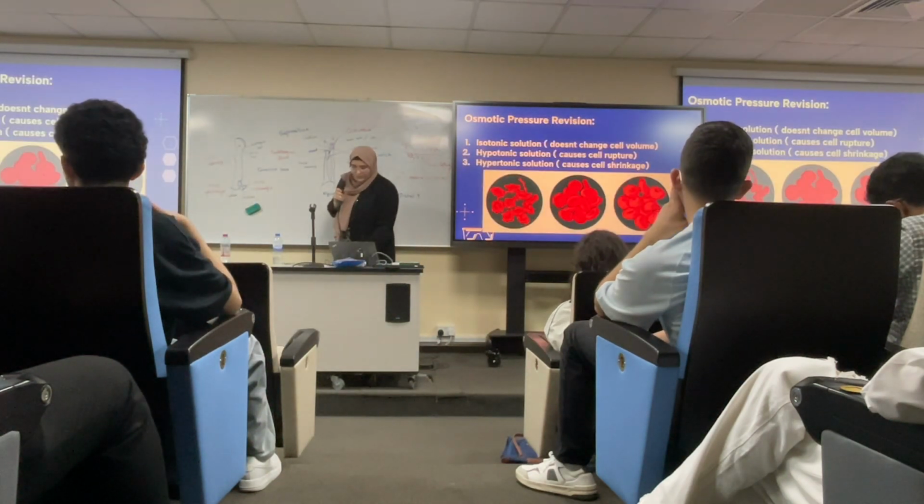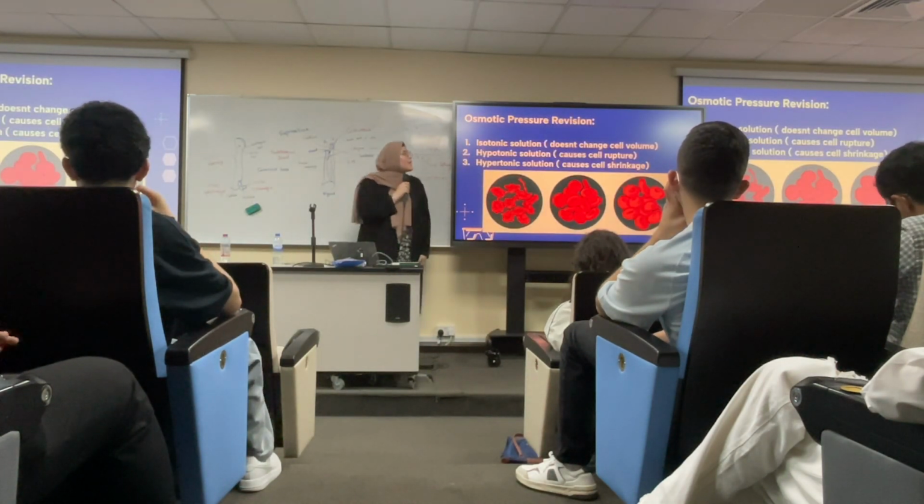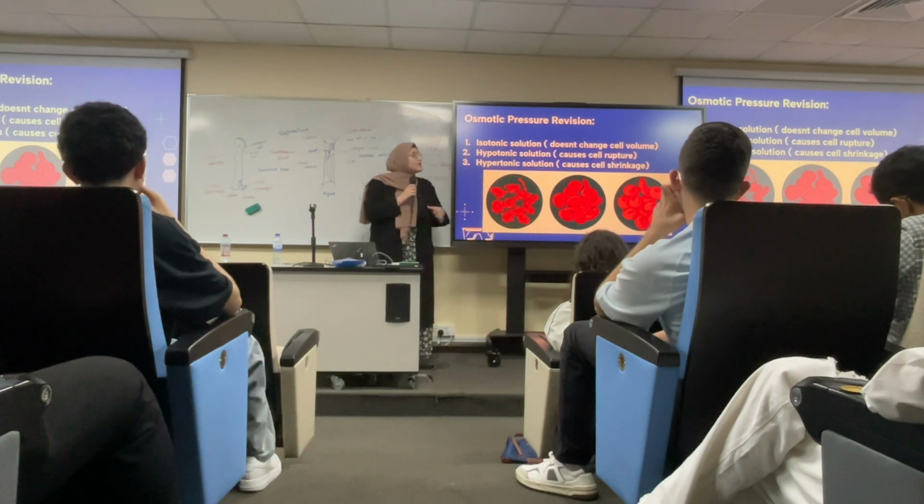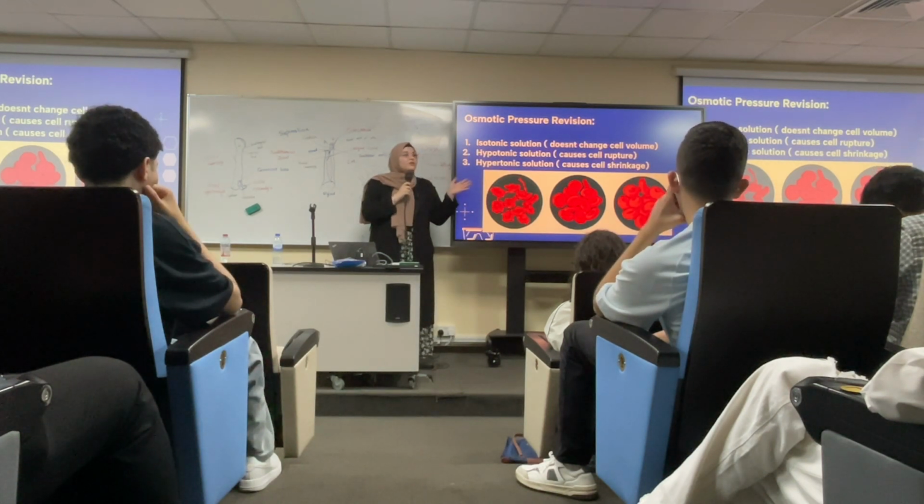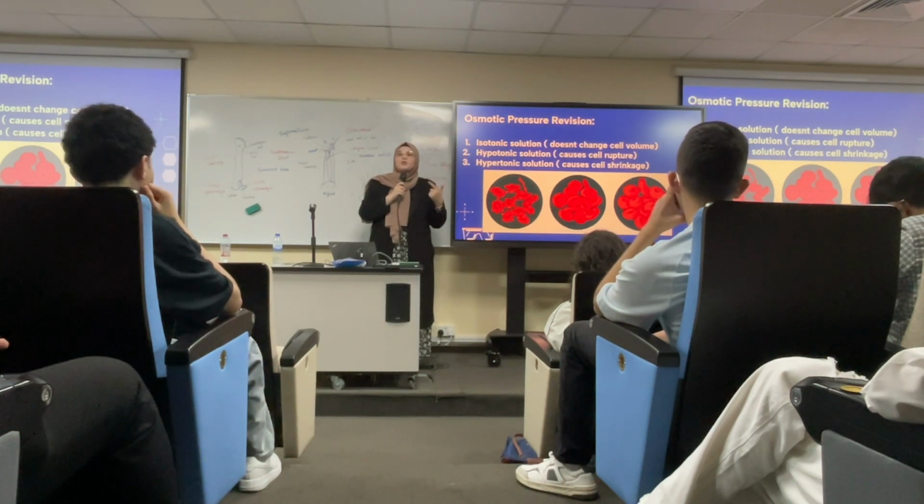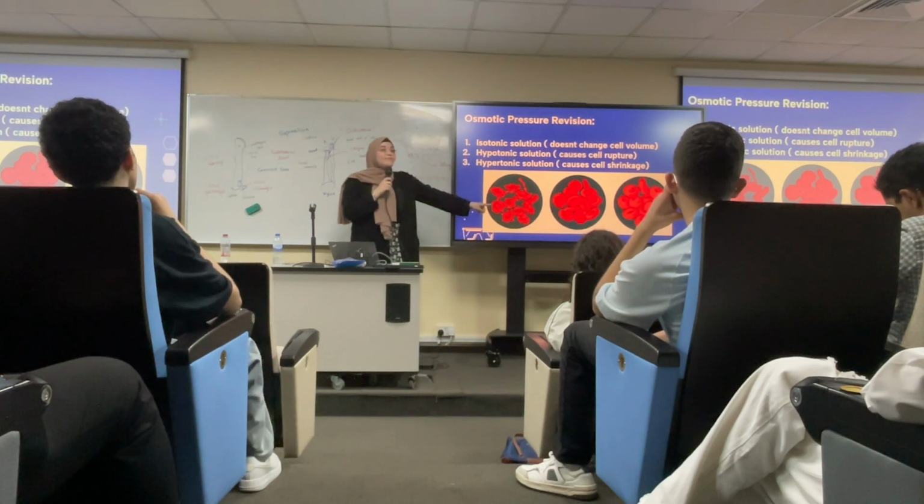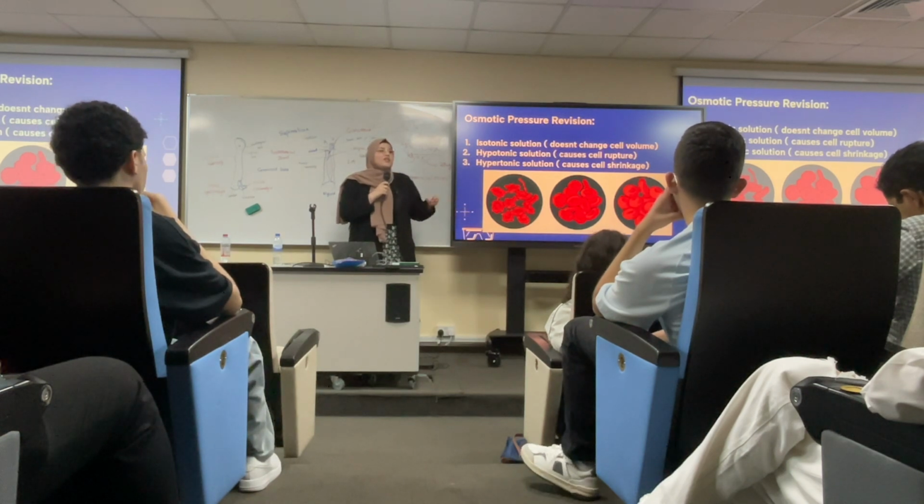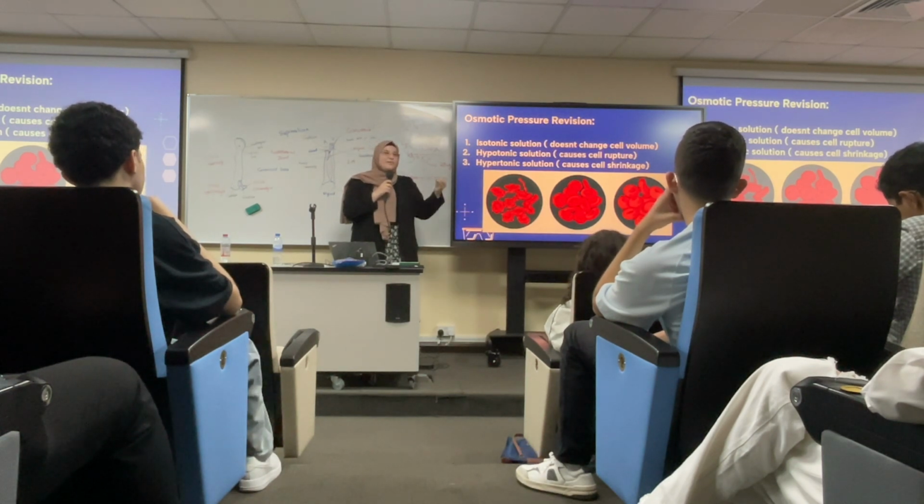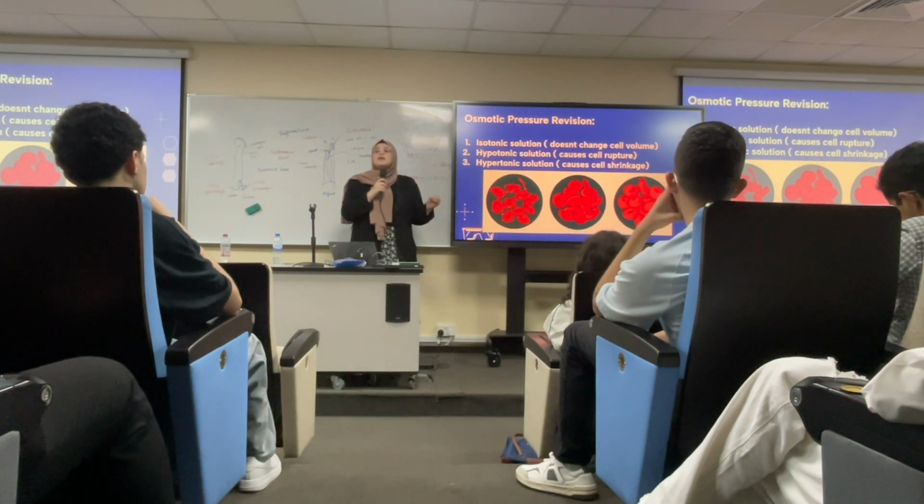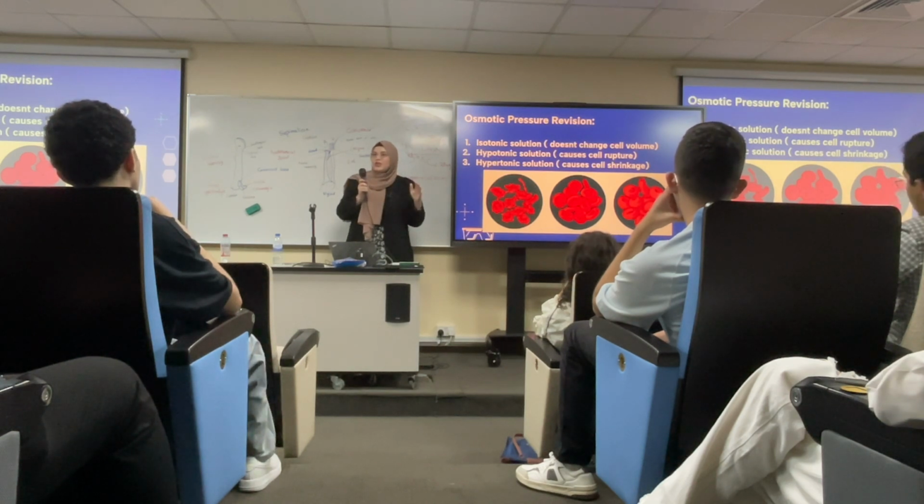All right. So a quick revision. As you know, we have three types of solutions. We have isotonic, which means, what does that mean? How is the concentration? Is it high, low, or the same? Exactly, correct. It's equal. So it's the same as the red blood cells, and that does not change the cell volume. Okay, so that's like your red blood cells traveling in your plasma. They're the same concentration. It doesn't change, okay?